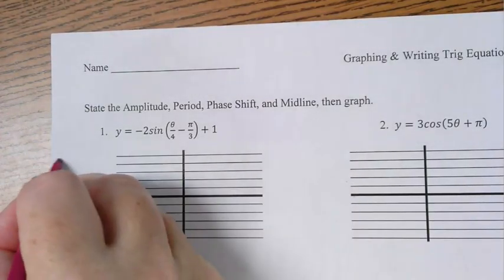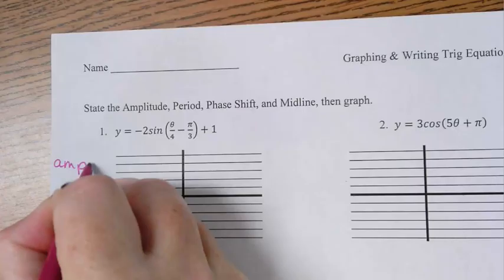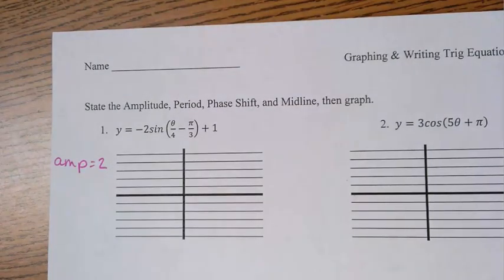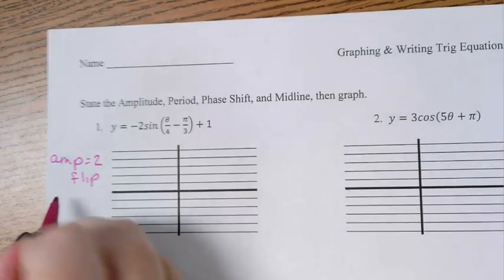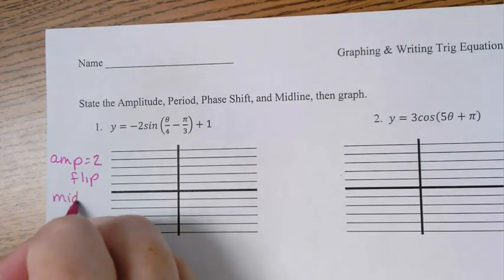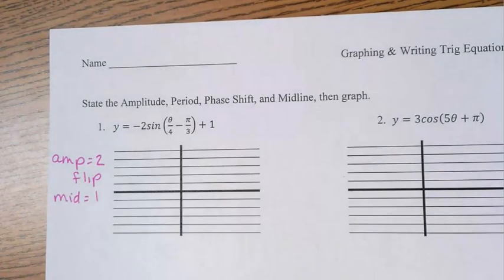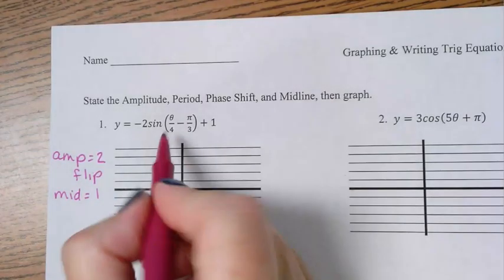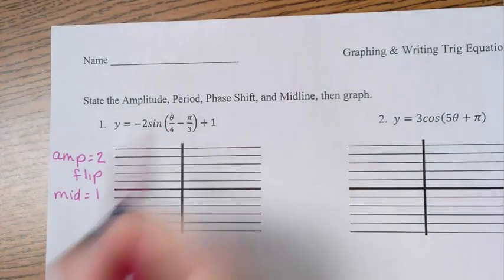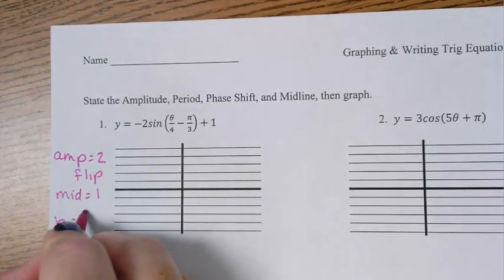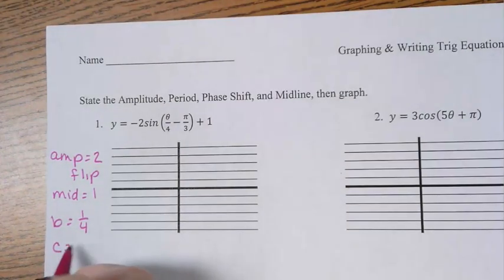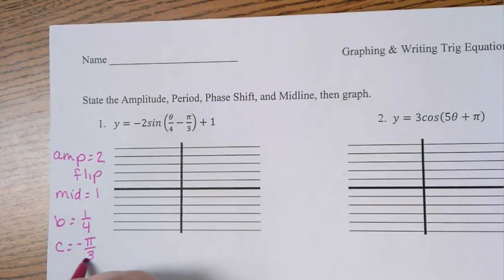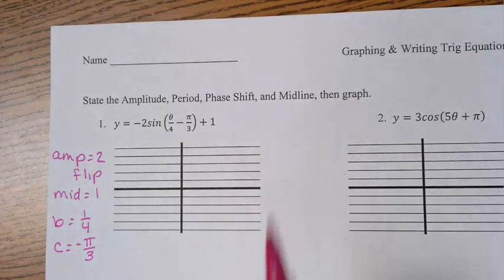My amplitude is going to be 2. Remember, don't give me that negative, and we're going to flip it. My midline is going to be 1. Remember, for B, we don't write theta, so B is going to be 1/4. And then C is negative pi over 3. Okay, so here we go.